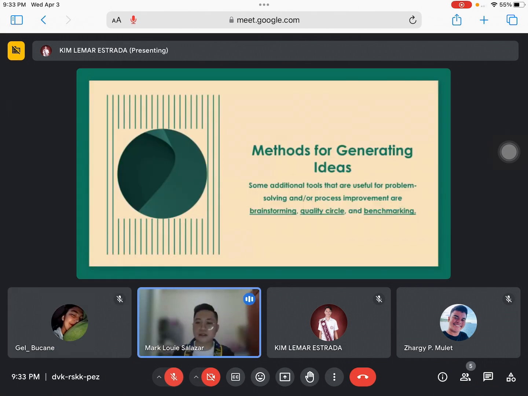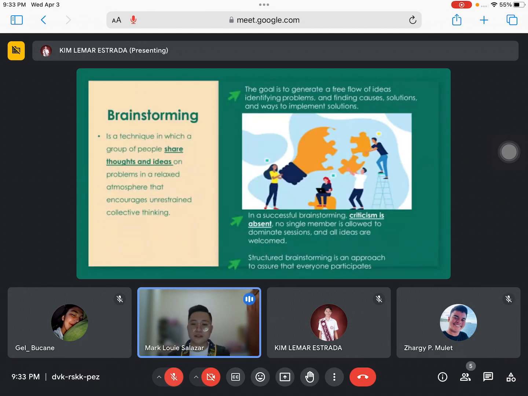So, methods for generating ideas. Some additional tools that are useful in problem solving and process improvement are brainstorming, quality circle, and benchmarking. So, brainstorming is a technique in which a group of people share thoughts and ideas on problems in a relaxed atmosphere that encourages unrestrained collective thinking. Brainstorming is a valuable tool for organizations seeking to foster innovation, creativity, collaboration, and problem solving, ultimately driving continuous improvement and competitive advantage in today's dynamic, fast-paced business environment.